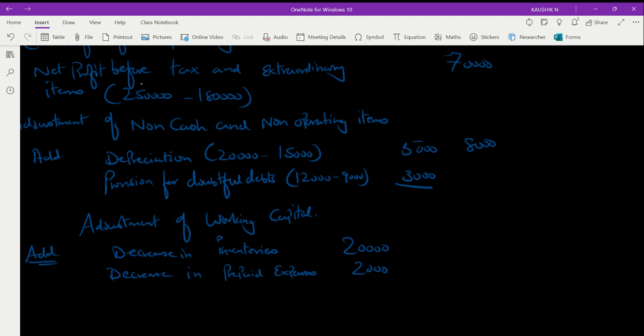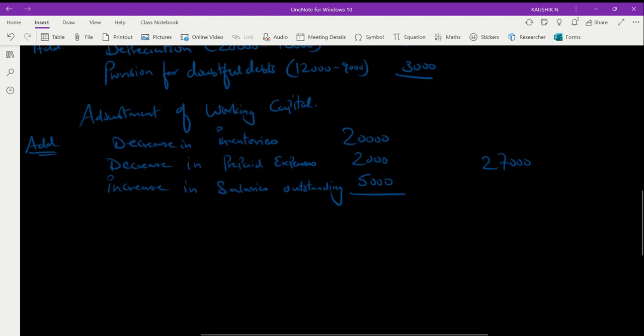And then increase in salaries outstanding. Again I'm repeating, in outstanding, do not put the O bar S. Salaries outstanding comes to 5,000 rupees. So all these put together come to a total of rupees 27,000 in the outer column. And finally, you are going to bring out the segment of less two items, increase in trade receivables.